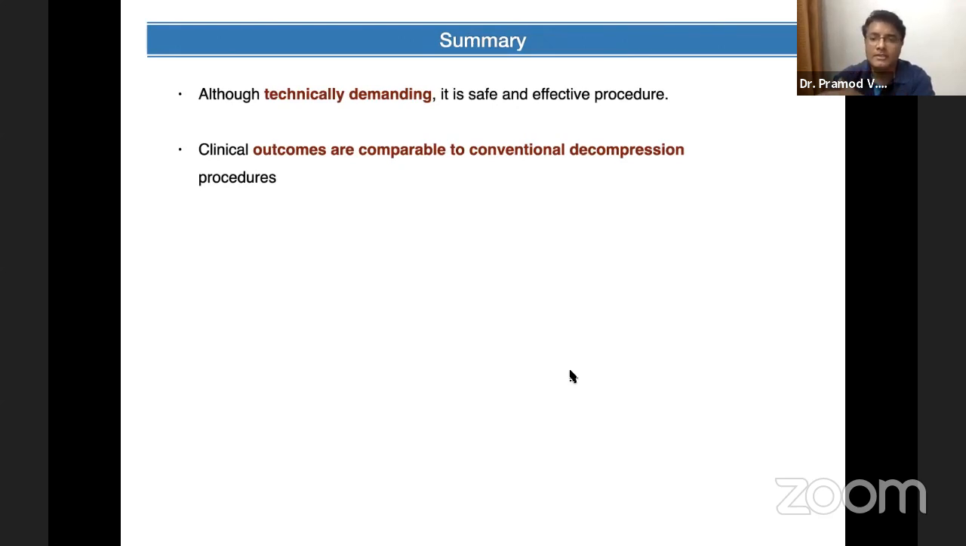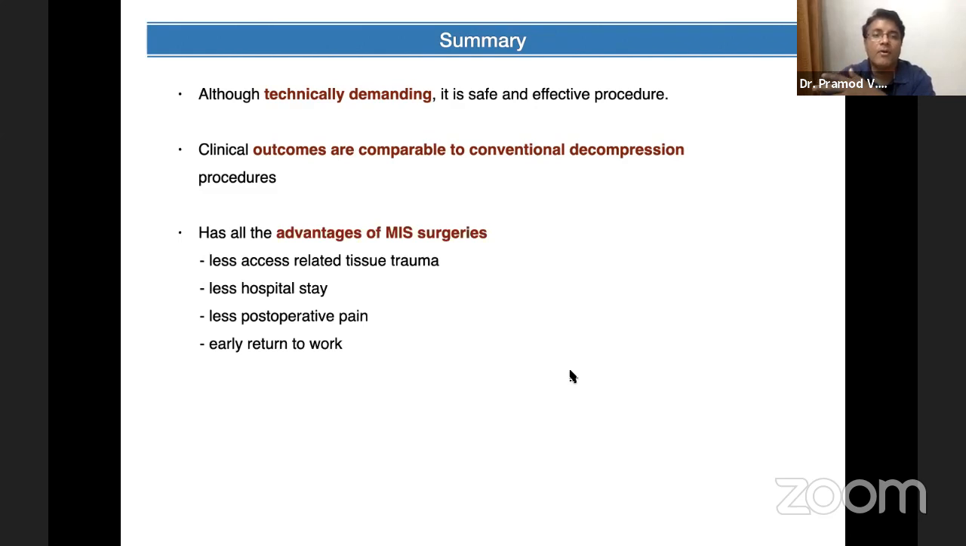So the results have to be comparable, but we have all the advantages of MIS surgeries, that we have less access related tissue injury, less hospital stay, less post-operative pain, and early return to work. And I've revised a couple of cases in my practice.